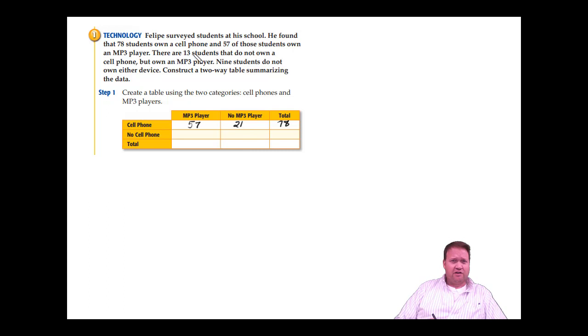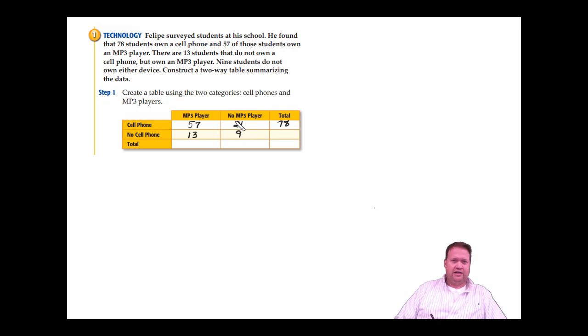Let's take a look. There are 13 students that do not own a cell phone. So 13 goes here somewhere. They don't have a cell phone, but they own an MP3 player. Well, that goes right here because these students have an MP3 player but no cell phone, and he found 13 students fit that category. And then it says 9 students do not own either one. So no MP3 player, no cell phone, that goes here, 9 students.